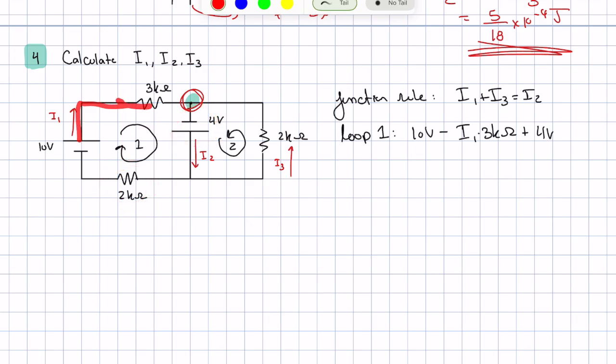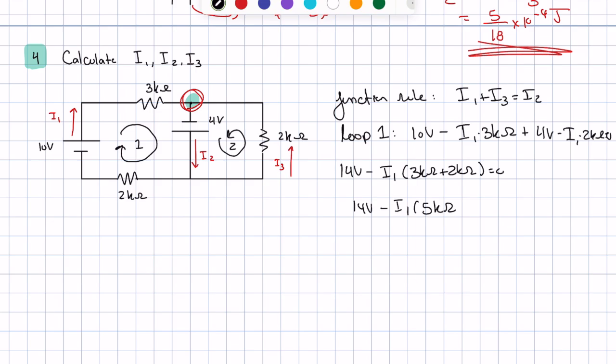Because if the current here is I1, the current here also has to be I1 because there is no junction to change it. So minus I1 times 2 kiloohms is equal to 0. So that means 14 volts minus I1 times 3 kiloohms plus 2 kiloohms is equal to 0. So 14 volts minus I1 times 5 kiloohms is equal to 0, or I1 is equal to 14 volts divided by 5 kiloohms. If you want to write that in amps, this is equal to 14 over 5 times 10 to the minus 3 amps.